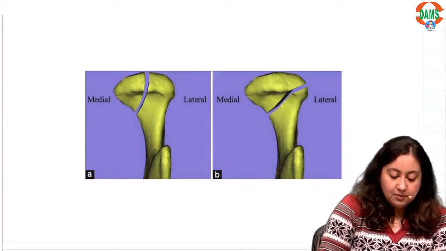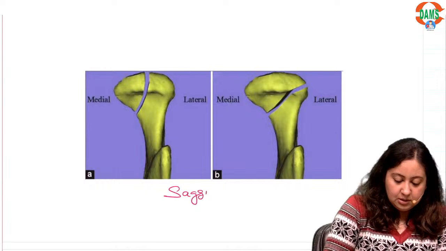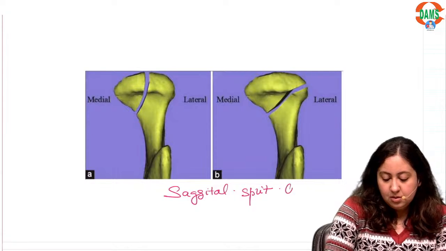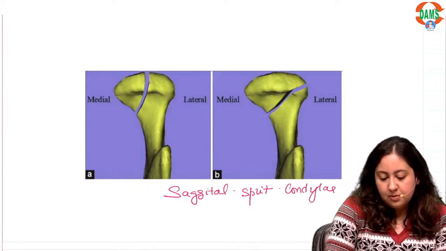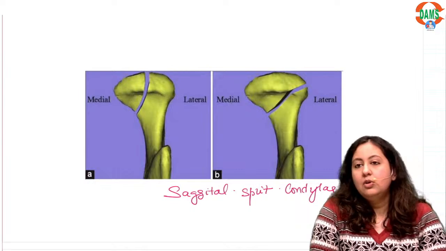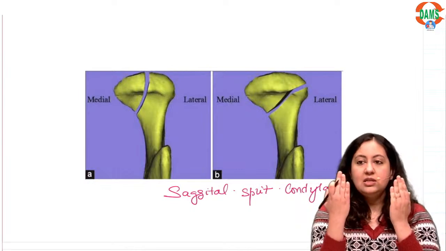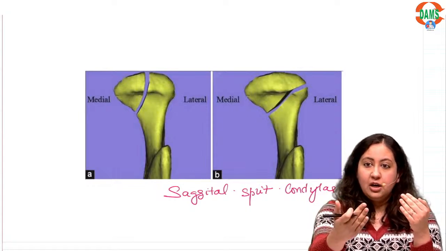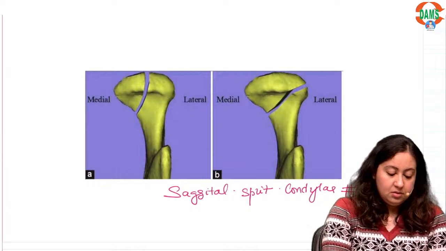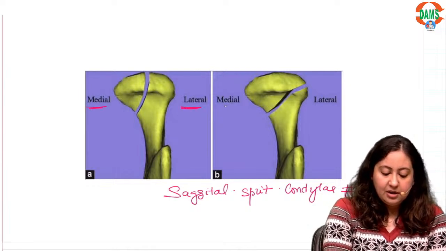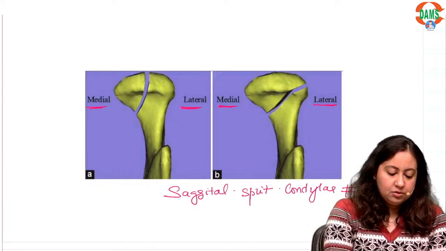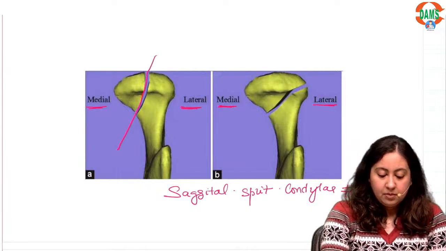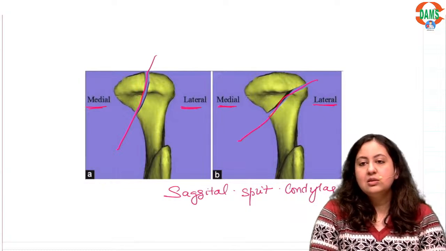Okay, these pictures that I've shown you, this is a sagittal split. If you see the condyle from the front, this being the medial side, this being the lateral side, medial, lateral. So any fracture like this in a sagittal plane, this is a sagittal split fracture.